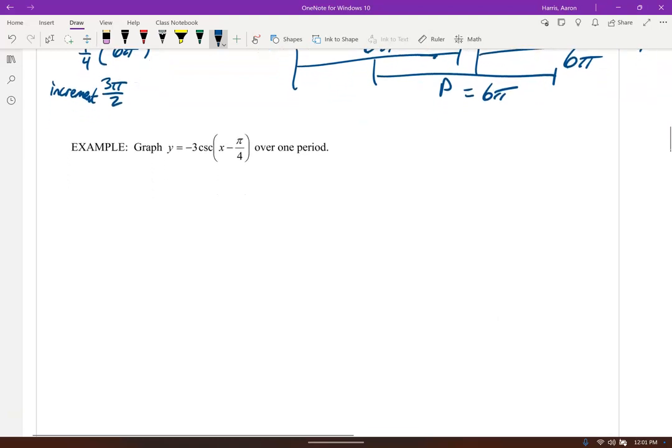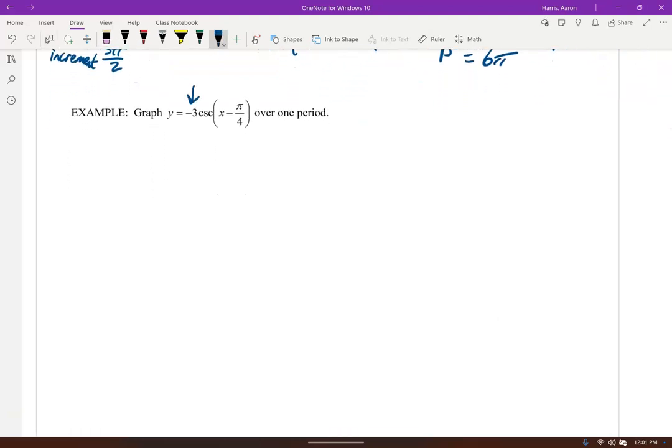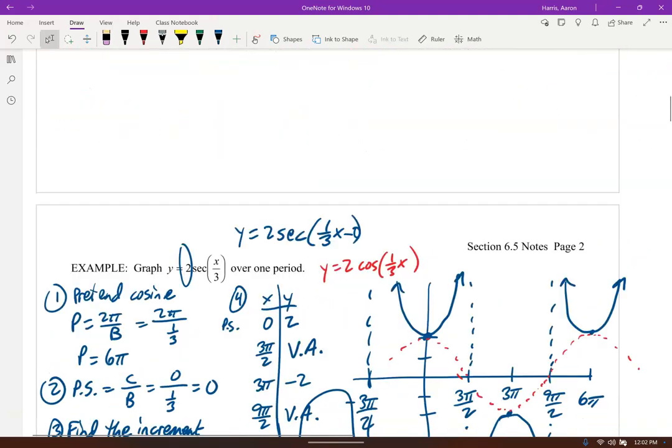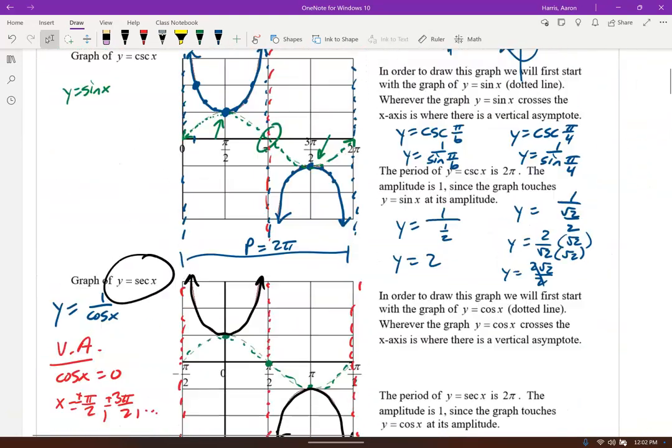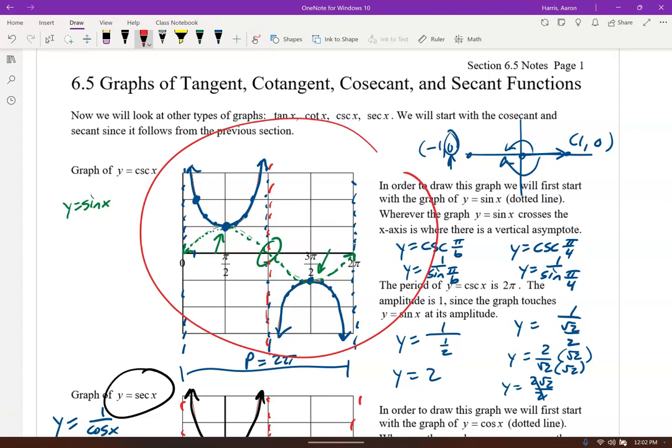Let's do another cosecant. So here we got a -3. So this will flip, it'll reflect it about the x-axis, and that minus pi fourths is going to shift it a little bit. So our function has a little movement to the right of pi fourths. So -3 cosecant looks like this one, but it's going to flip it over about the x-axis, and then shift it over. That's what's going on with this.